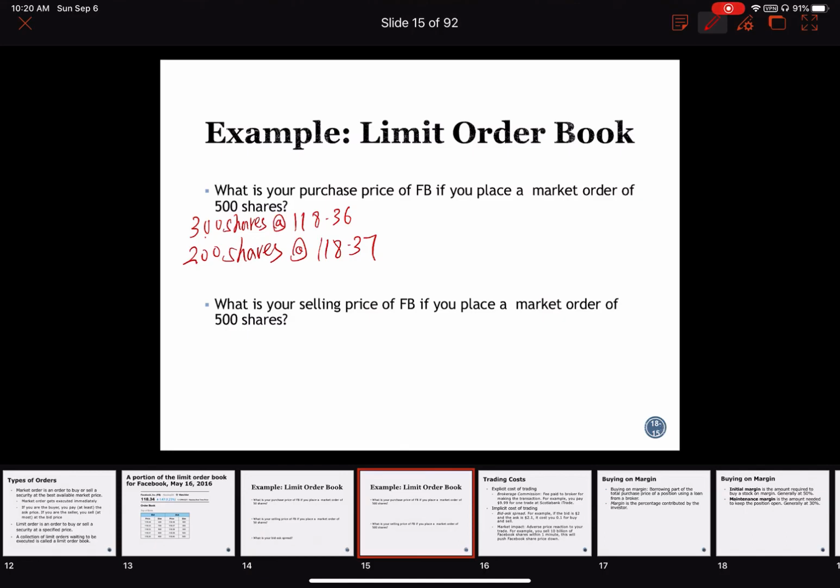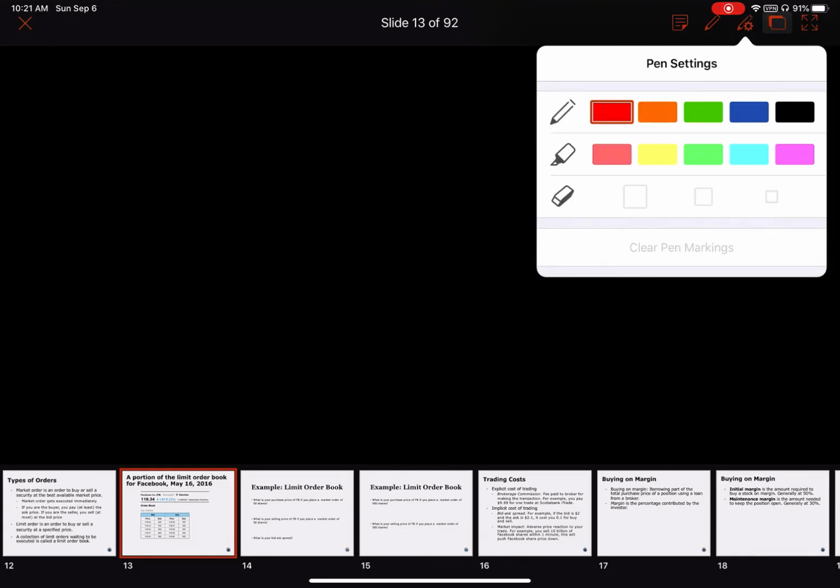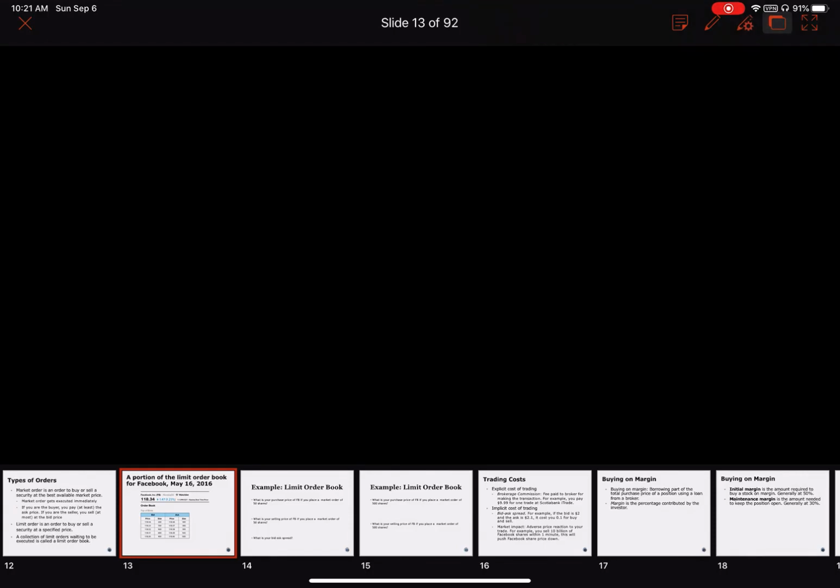Now, the last question says, what is your selling price of Facebook if you place a market order of 500 shares? Well, this is easy because we have finished the 500 shares purchase price. So the 500 shares selling price is sort of the same. Okay, now let's see. Now you're the seller. Okay, let me first erase this.